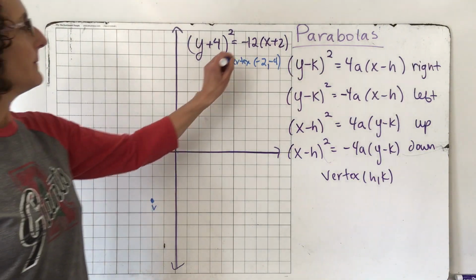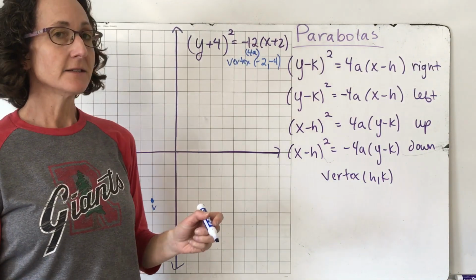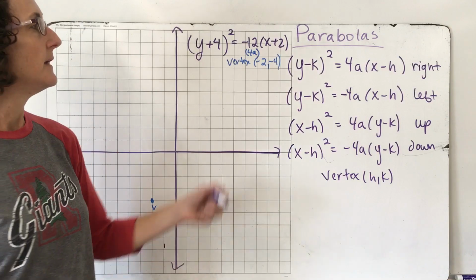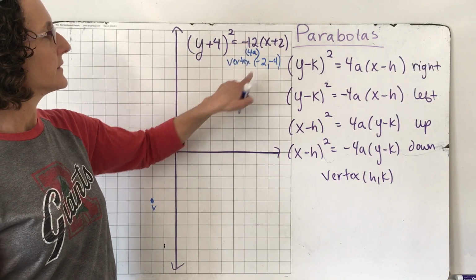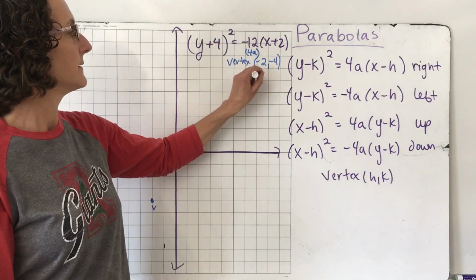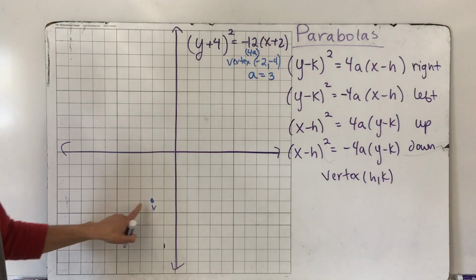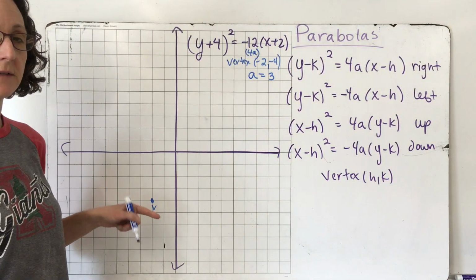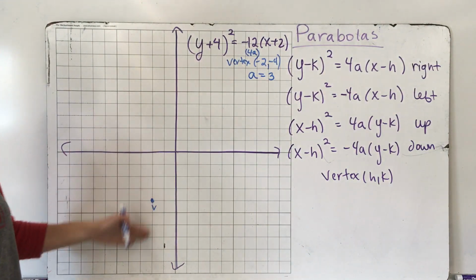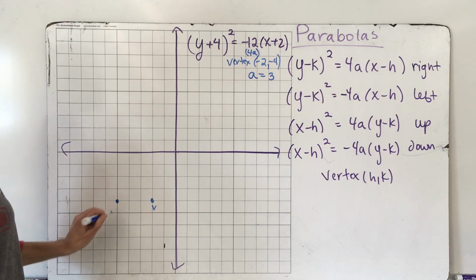Okay, and then if you remember, this is our 4a. By the way, a is a distance, so it's always positive. So you can kind of just ignore the negative for a second. 4 times what number equals 12? That means a is 3, okay? And remember, the definition of a is the distance from the vertex to the focus. Now the difference is, because my parabola opens left, this is going to be 3 to the left.